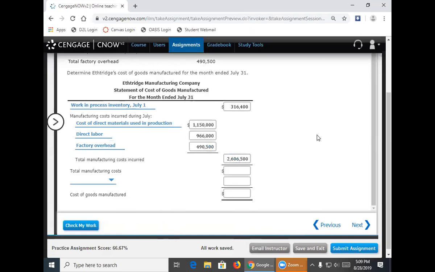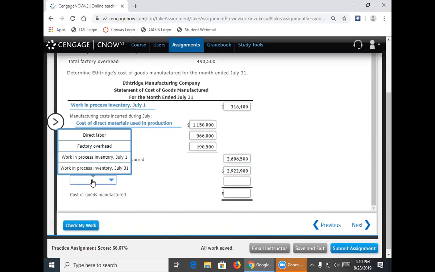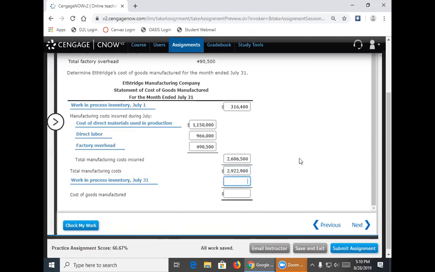To get total manufacturing costs, we add our beginning work in process plus those costs incurred in the month. So the total manufacturing costs in that work in process were $2,922,900. And then we subtract out the ending inventory. So you have work in process as of July 31st minus $355,500. And we should get our cost of goods manufactured, which we already calculated, $2,567,400.